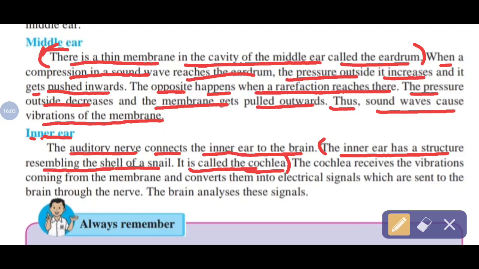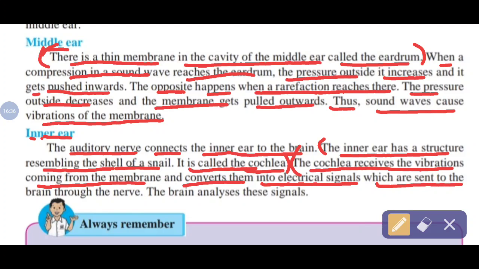All are getting? Next, what is the function of the cochlea? So mark from here. The cochlea receives the vibrations coming from the membrane and converts them into electrical signals which are sent to the brain through the nerve. This is the function.